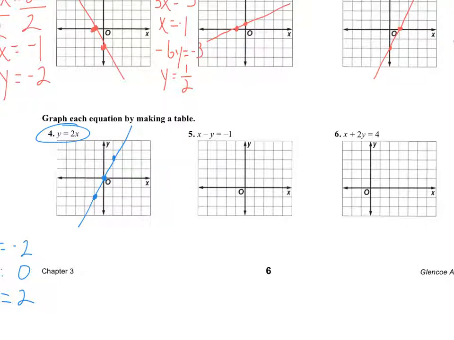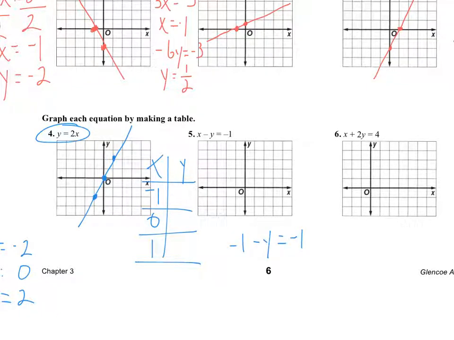Okay, so let's take a look here at number 5. Again, going to make another table on this one. Here's my x and y. Again, negative 1, 0, and 1 are my three numbers of choice. So here I've got negative 1, minus y equals negative 1.